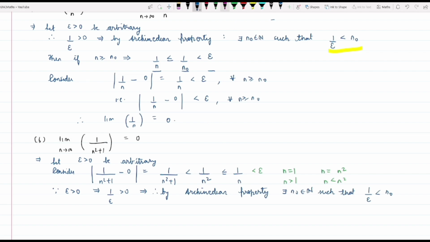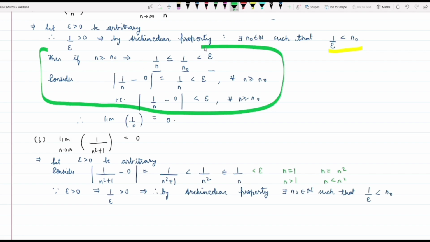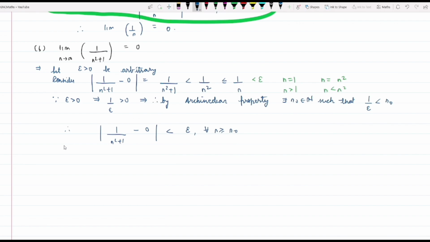And then continuing the steps from above, we will get mod of 1 upon n square plus 1 minus 0 is lesser than epsilon for all n greater than or equal to n naught. And thus we can conclude that the limit of the sequence 1 upon n square plus 1 is equal to 0. So that's your example 2.